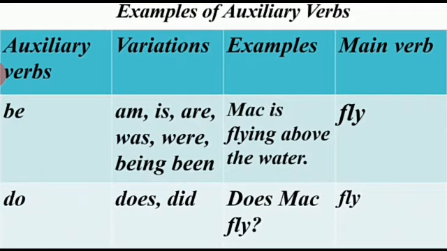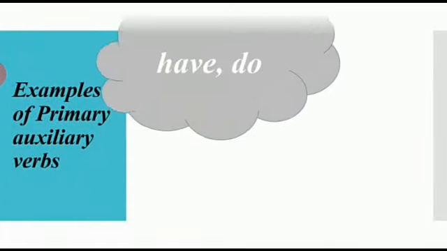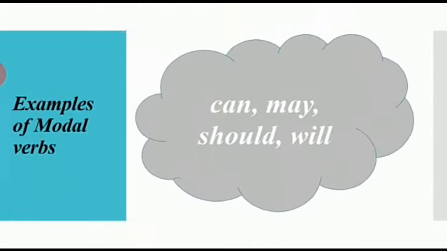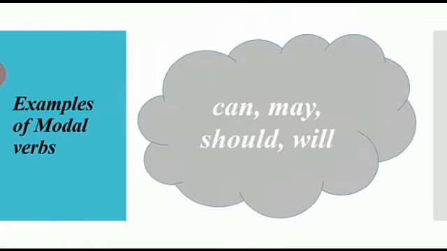Then the second one, does Mac fly? So fly again is the main verb here, which is supported by the auxiliary verb, and that is does. I hope these two examples have made you much clearer about auxiliary verbs. Now examples of primary auxiliary verbs: have and do. And examples of modal verbs are can, may, should, will. More are there, we will discuss them in the next video.